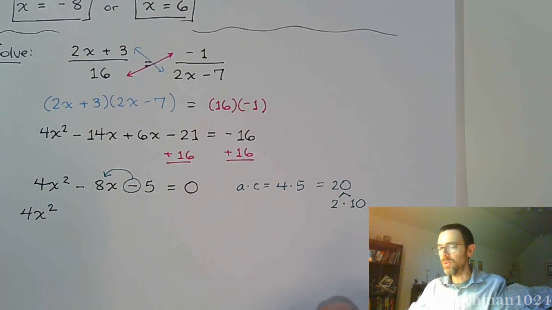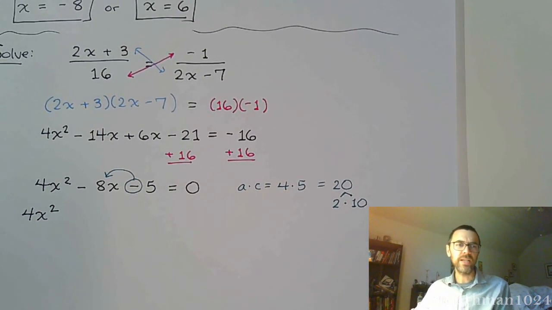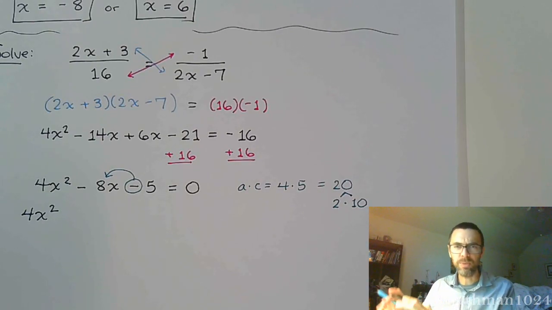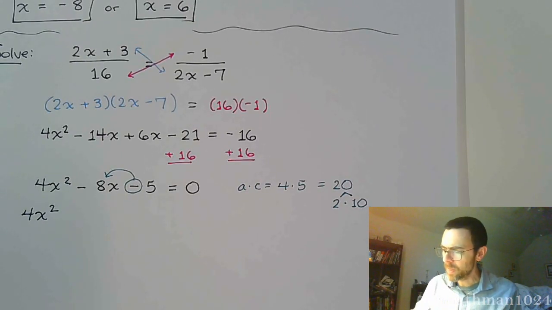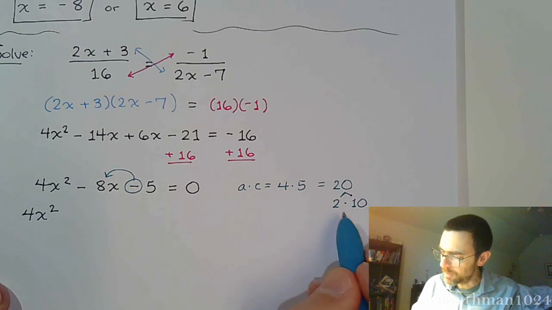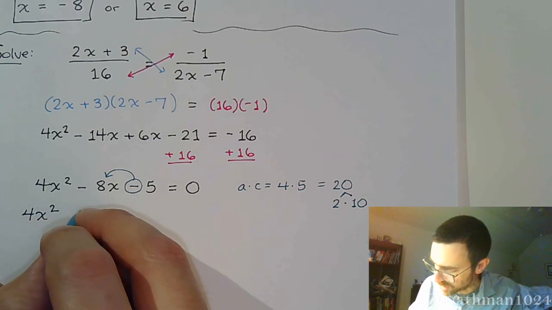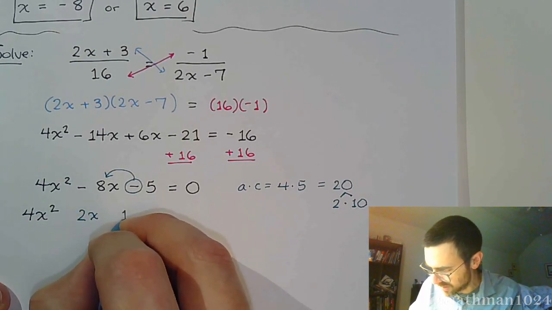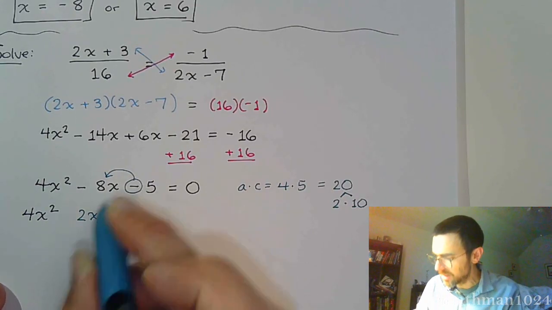Now, if you don't want to do it in the middle of the problem, you can just do it off to the side. Have a piece of scratch paper where you do the factorization. So minus 8x is going to be replaced with a 2 and a 10. So that's going to be 2x and 10x.